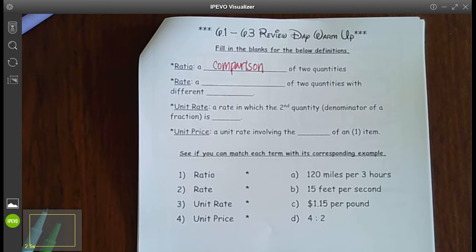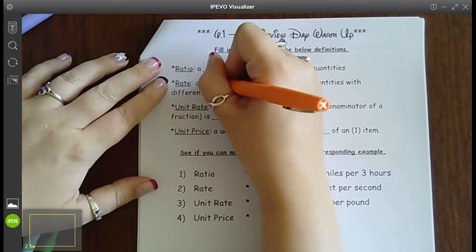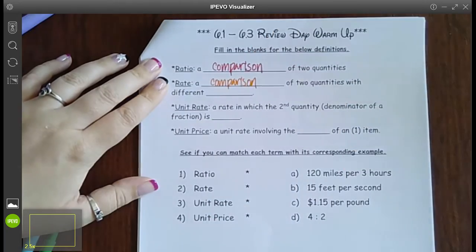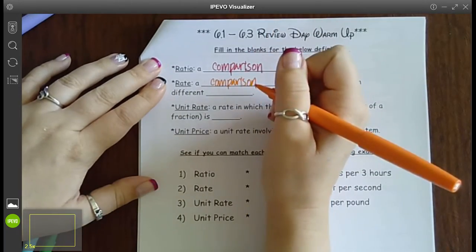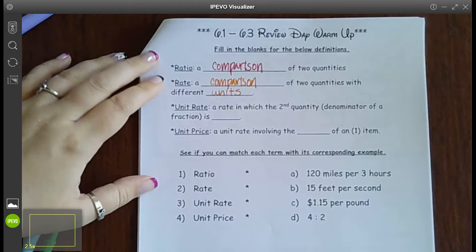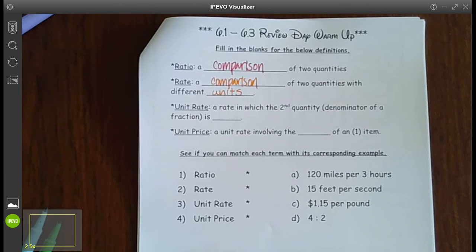Now, a rate is a specific type of ratio. So it's the same thing. It's still a comparison of two quantities, but it has units. Okay, so it's two different units that you're comparing, like maybe feet per second or miles per hour. Okay, so it's involving units. That's the difference between a ratio and a rate.